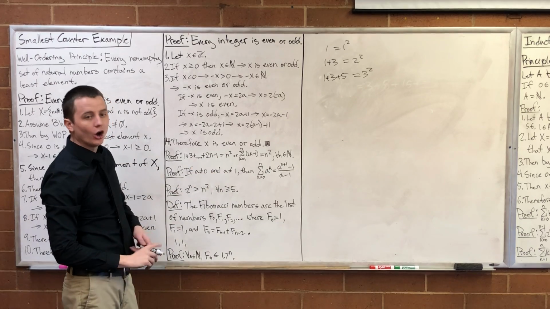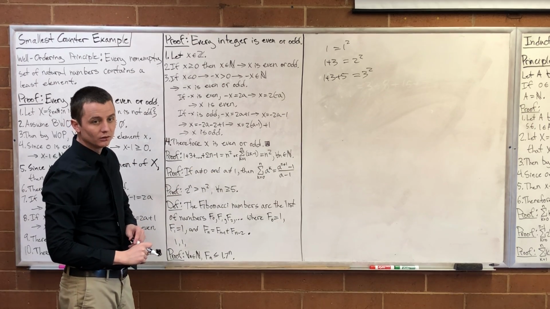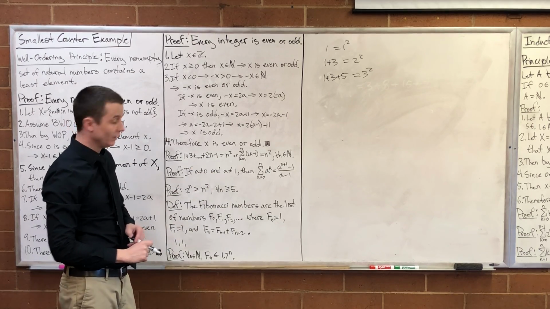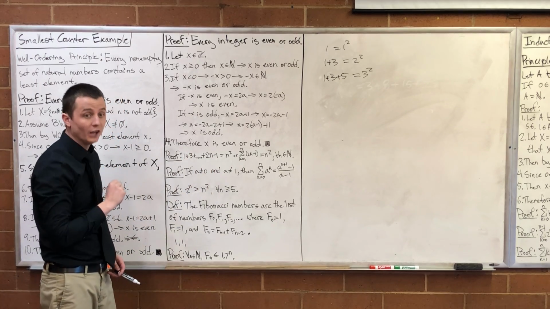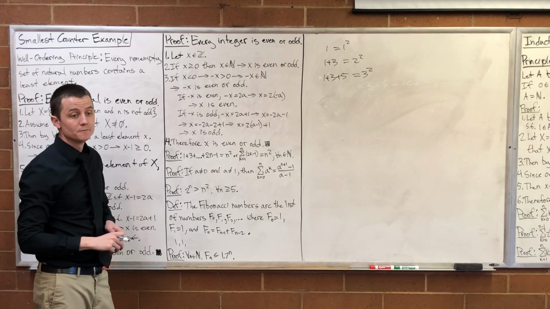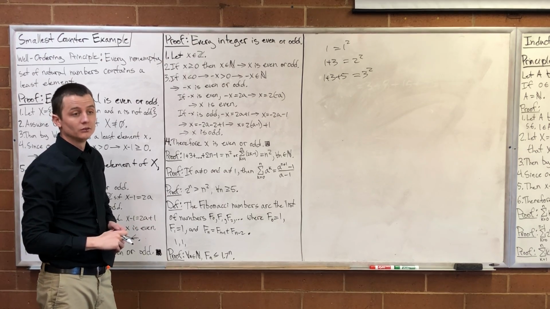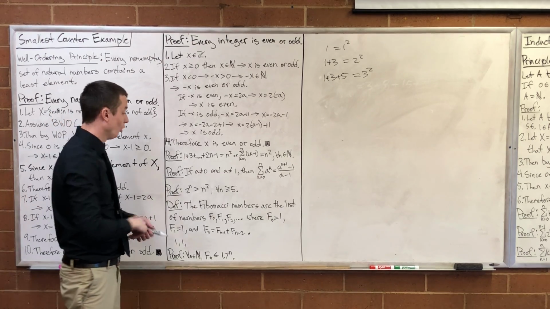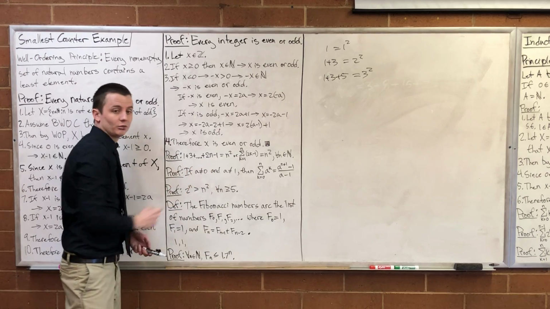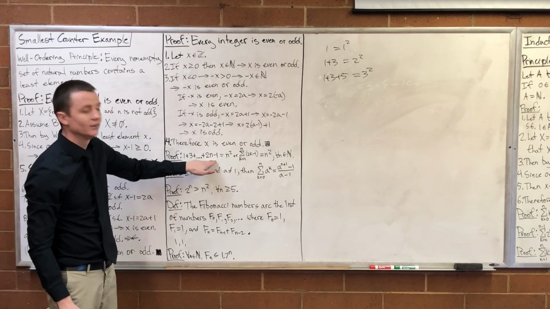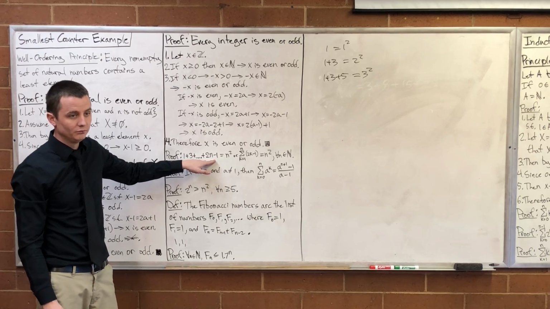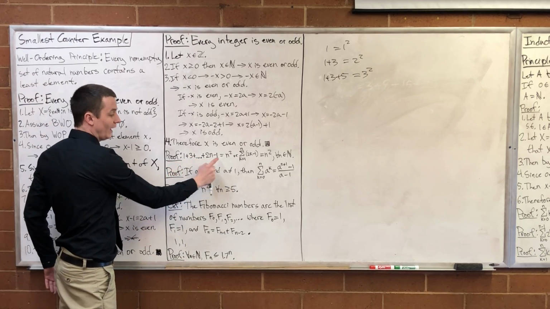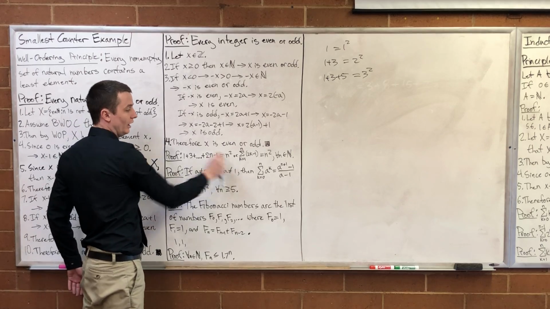What's the third odd number? 5. Or 2 times 3 minus 1. What's the 10th odd number? 2 times 10 minus 1. Just 19, right? Or 2 times 10 minus 1, 19. So this gives you the nth odd number. Right? So the sum of the first n odd numbers is equal to n squared.